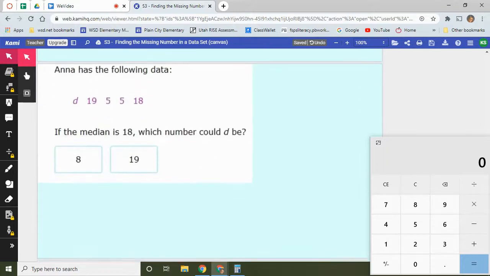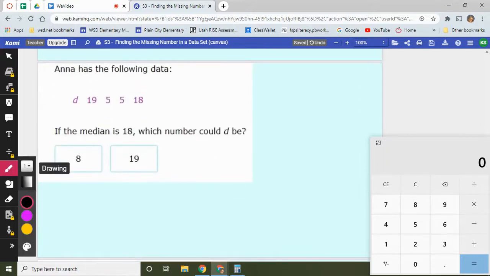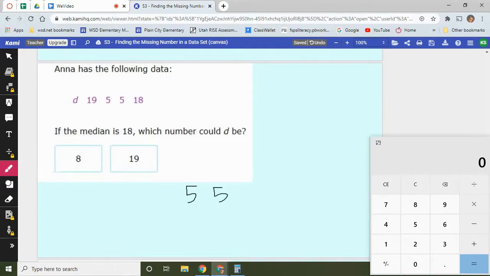So let's put it in order from least to greatest. So we have 5, 5, 18, and 19. And we want the median to be 18. So we want this to be the middle. So I've got 2 on the left and only 1 on the right. So I need to add a number that's going to be on the right, which in this case, 19 would be. Because if I put in an 8, it's on the left, so it doesn't put 18 in the middle.